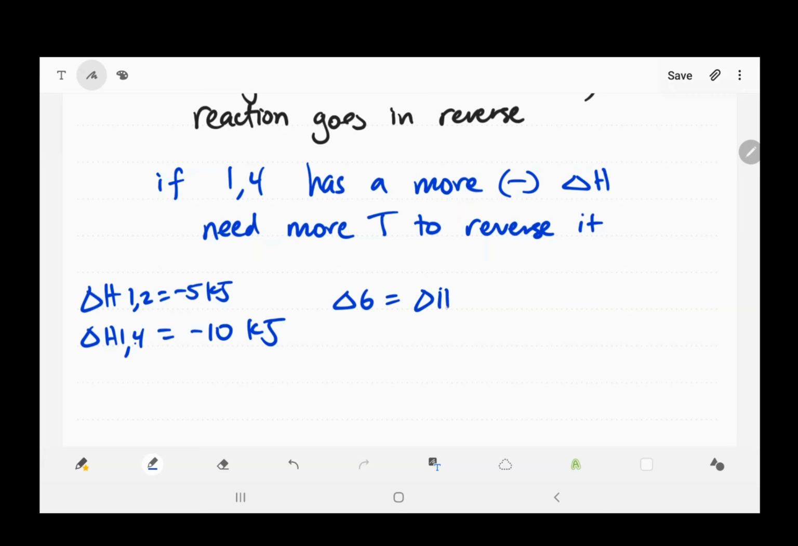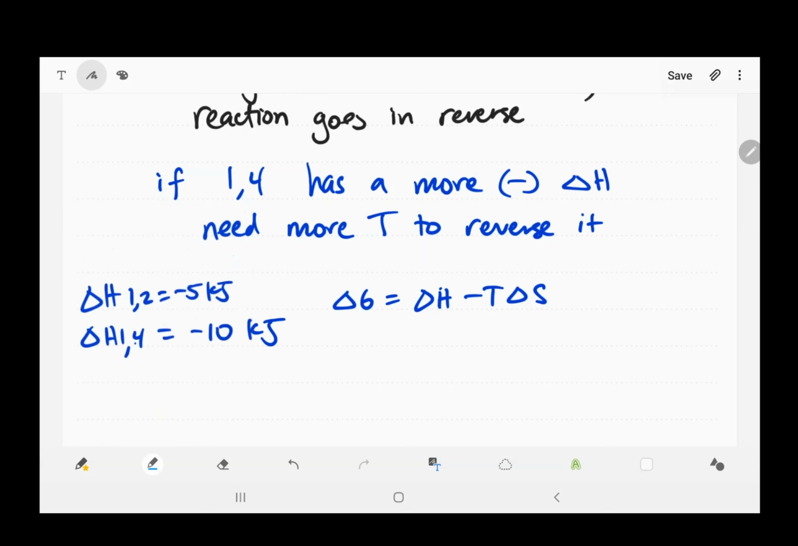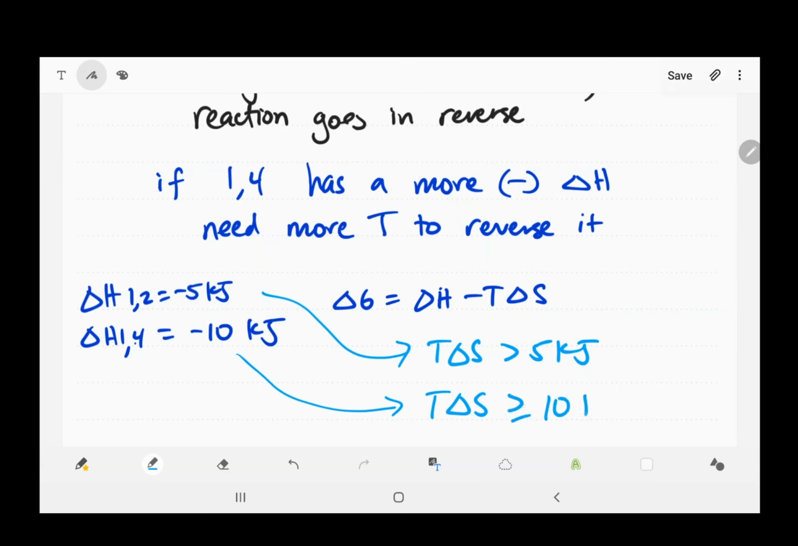So if we want delta G to be negative, let's write out our equation again. We see that if we're going to add the same T delta S for our 1,2 reaction to go in reverse, T delta S just needs to be greater than 5 kilojoules. Right? For these reactions, we can say delta S is about the same, because we're both taking 2 molecules and turning them into 1 molecule. So really, it's about the temperature. If we do this, to get delta G to go positive, to reverse our reaction, we need to have it equal to 10 kilojoules or more.